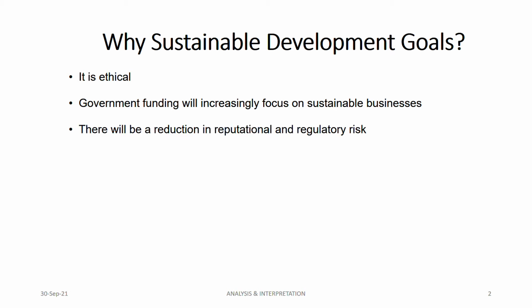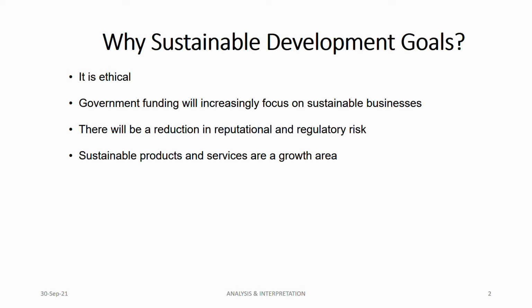Then we have reduction in reputational and regulatory risk. When you pursue sustainable development goals, number one, your reputational risk reduces. Number two, regulatory risk: you don't have to face any legal or regulatory risk because you are complying with the law. Sustainable products and services are also a growth area, because not many products and services today are sustainable. If you come up with something sustainable, it is going to grow in the future. There is lots of room to grow in that market.